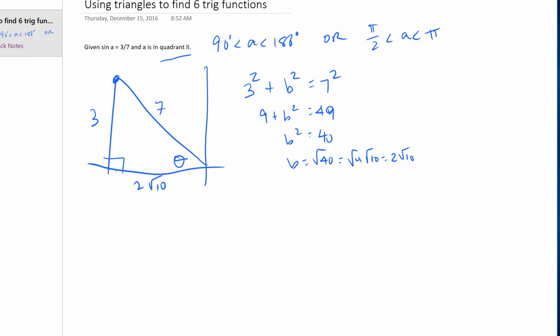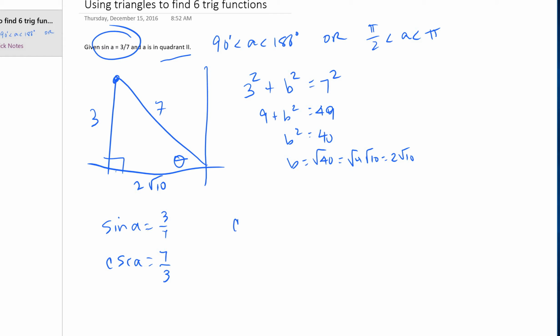From there, I'm going to find all 6 trig functions, one of which was given to us right here. So because that was given to us, I know that the sine of A is equal to positive 3 over 7. Right away, then I know that the cosecant of A, because that's the reciprocal, would be 7 over 3.